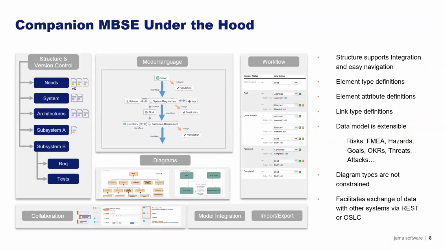Under the hood, Jama Software's Companion MBSE is composed of an easy-to-navigate structure for the data, automatic version control of the data and baselining, a model language, a diagram editor, a workflow engine, a collaboration engine, document import and export, and model integration with wide varieties of tools in your ecosystem, like Jira, other SysML tools, test execution, and more.